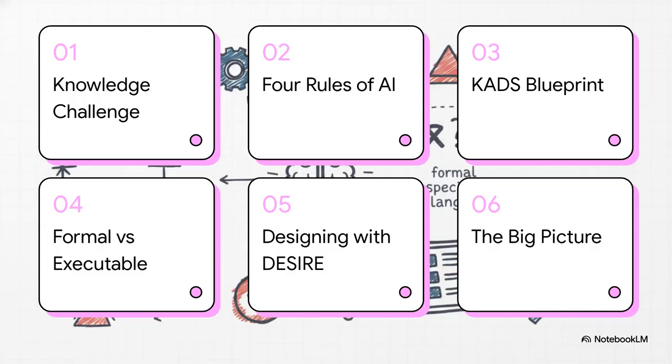So, here's our roadmap for this explainer. We'll start with a knowledge software challenge, run through the 4 rules of AI, check out the CADS blueprint, compare formal versus executable languages, dive into designing with desire, and finally, zoom out for the big picture.